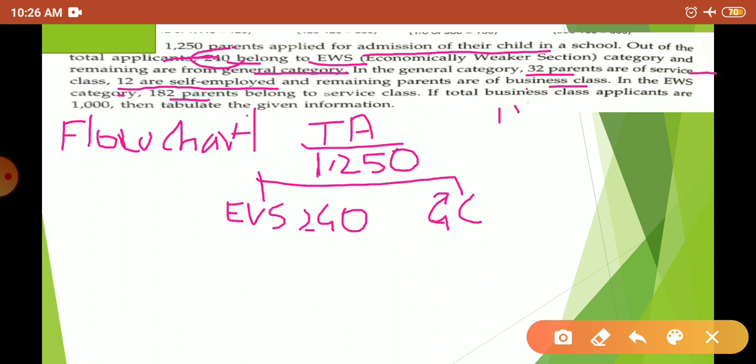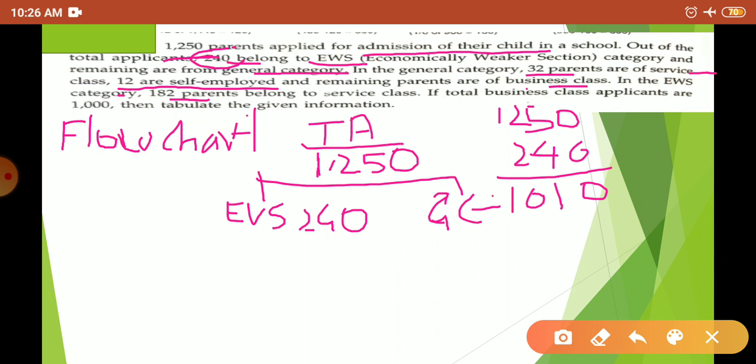So 1250 minus 240 gives 1010. So this is the number of general category. Okay.